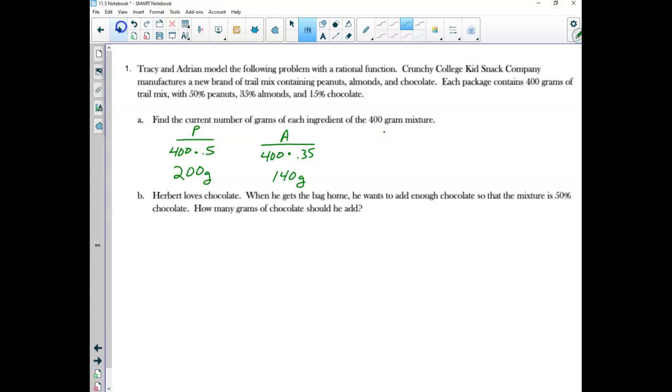And then the best, we have chocolate. Love chocolate. I'm going to leave it as C for chocolate. And of that 400 gram mixture, we have 0.15 or 15% is chocolate, which means there's only 60 grams of chocolate in that mixture. And let's face it, Herbert, that guy, he loves the chocolate. So when he gets the bag home, he wants to add enough chocolate so the mixture is 50% chocolate. How many grams of chocolate is he going to have to add?